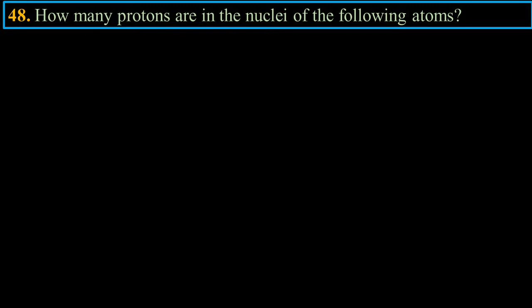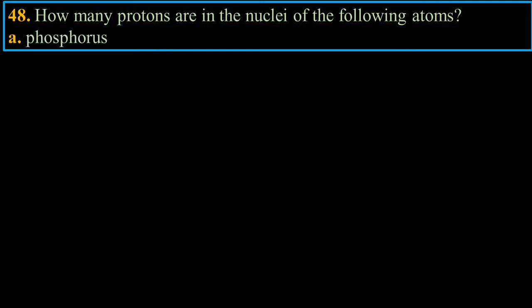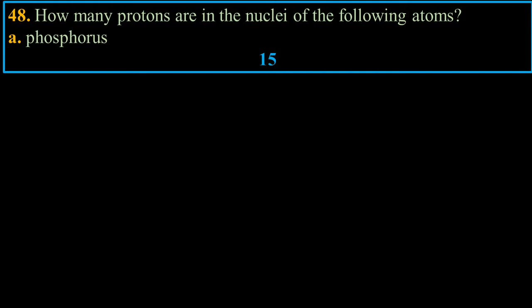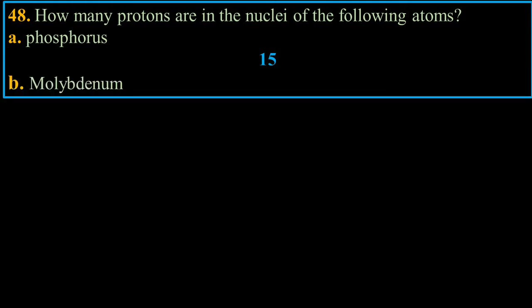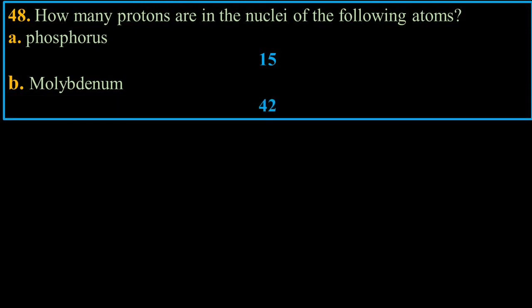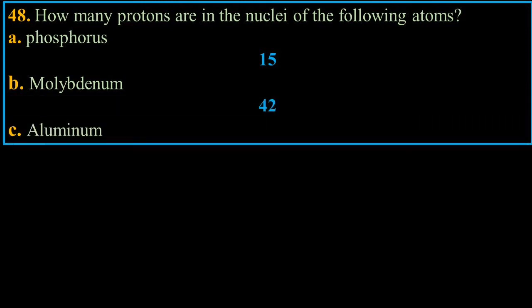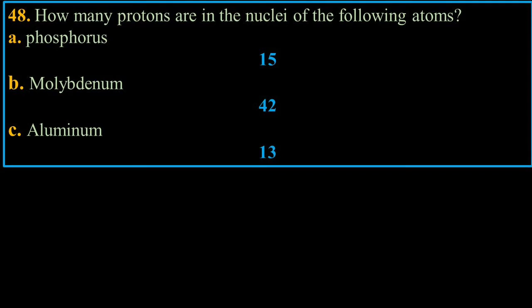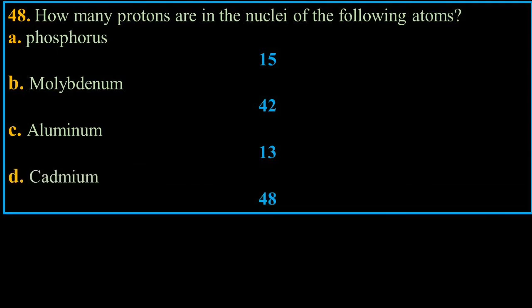How many protons are in the nuclei of the following atoms? Well, you have to look at your periodic table. You see phosphorus. Its atomic number is 15. So it would have 15 protons, and in the ground state, 15 electrons. Let's continue. Molybdenum, again, look at the periodic table, 42. Aluminum, 13. Again, look at your periodic table. Cadmium, 48.